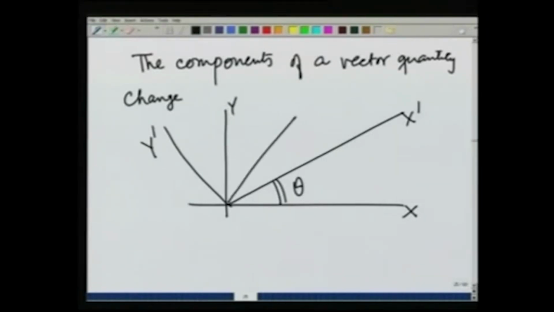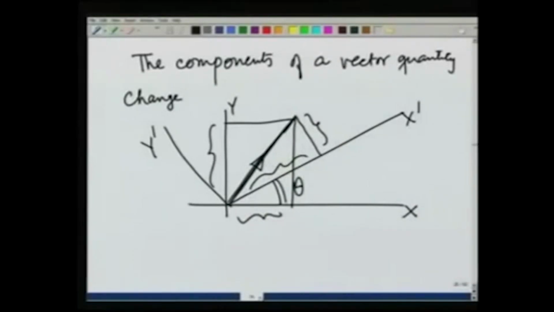For the same vector quantity, which in space is still pointing in the same direction and has the same magnitude, this is going to be the x component, this is going to be the y component. On the other hand, the x prime component is going to be this and the y prime component is going to be this. And the relationship between x prime and y prime components and x and y components is well known, and that is what we are going to derive now. So, a vector quantity must follow that relationship, its components should change according to that relationship when we go from one frame to another frame which is rotated with respect to the first frame. So, let us derive the relationship.